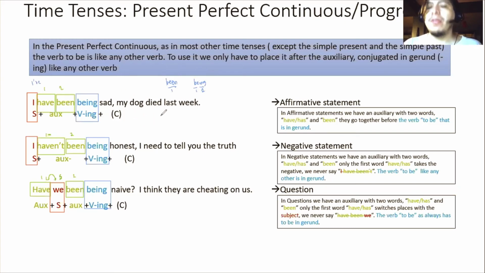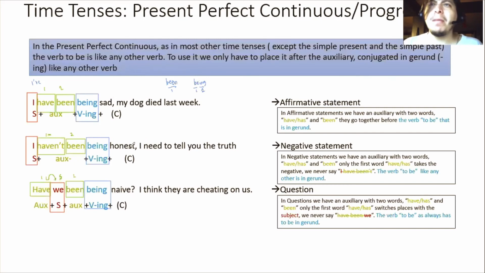My dog died last week. I've been being sad. He estado triste, o he estado estando triste, una cosa así. Yo he estado estando triste. Ok, suena un poco extraño en español, pero incluso puede funcionar.